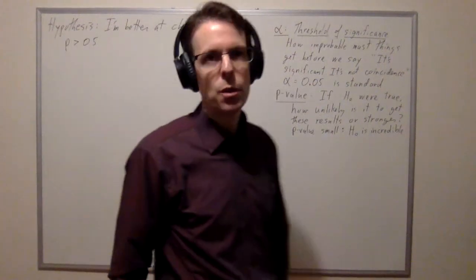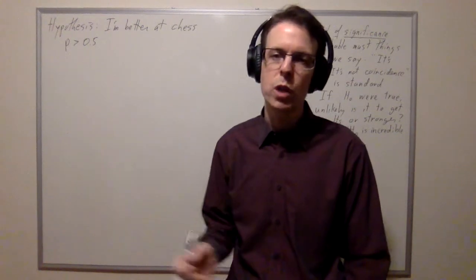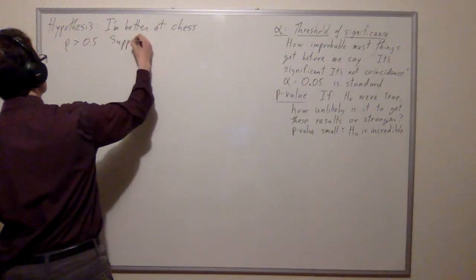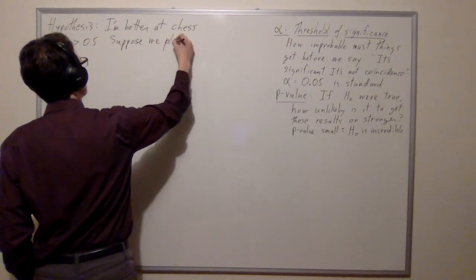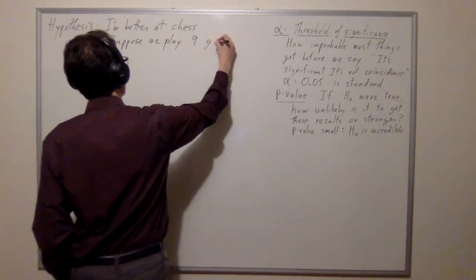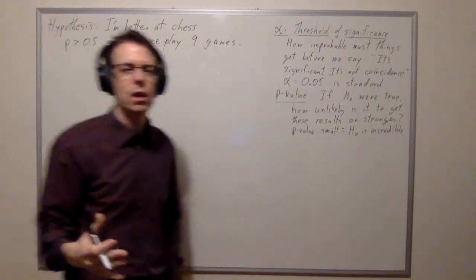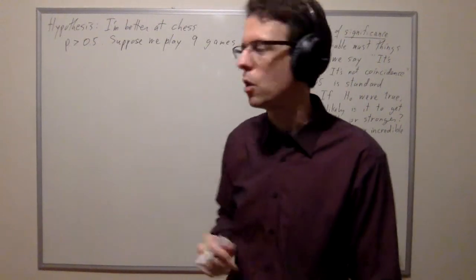Now, let's say we collect a little bit of evidence, right? How do you assess whether somebody's better at chess? Well, you play some chess games, right? Let's suppose that we collect a little bit of data. So what would the data look like? We might play, say, 9 games. And so I have to make up some numbers here. And since I have the luxury of being the one making up the numbers, I'm going to make them up so that they look good for me.